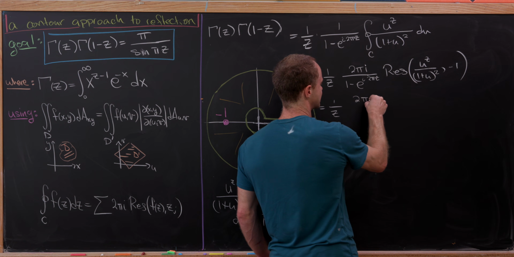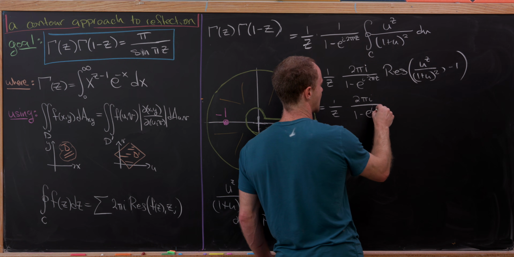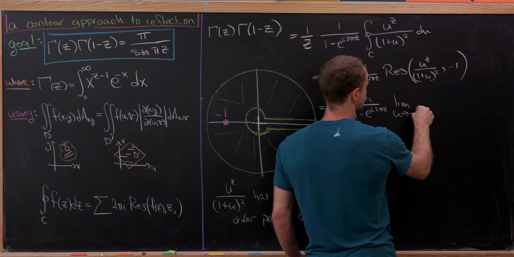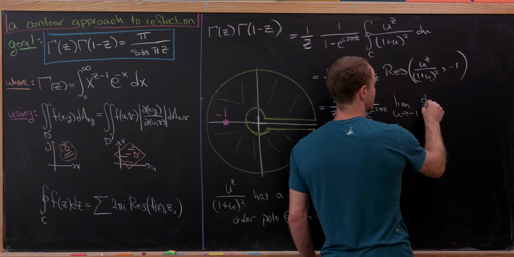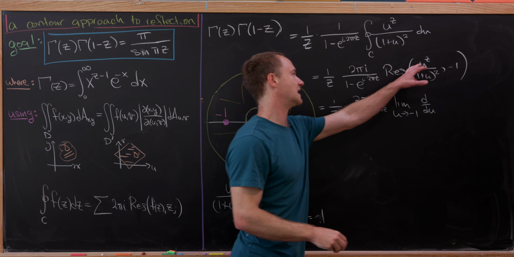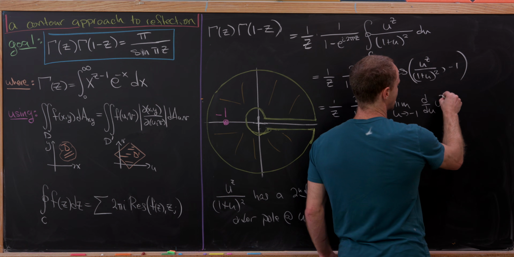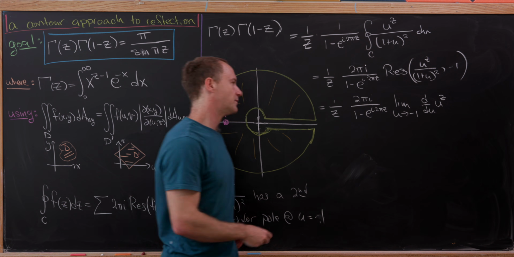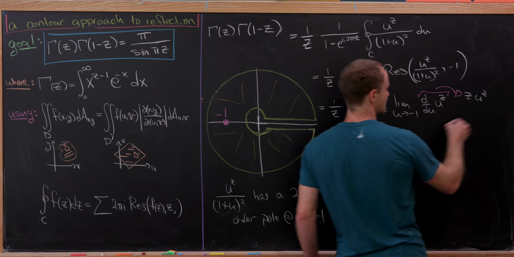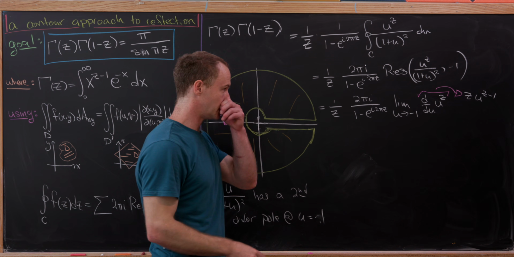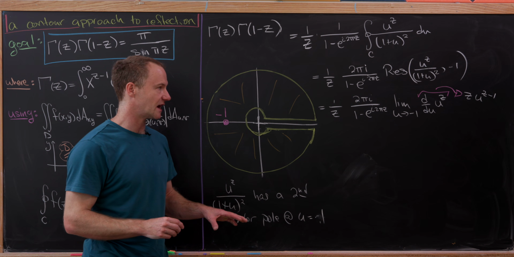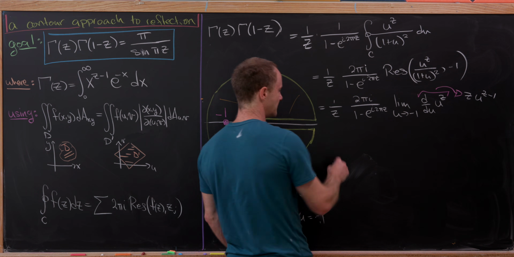I'm just going to copy most of this stuff down, so 1 minus e to the I 2 pi z. And then we'll have the limit as u goes to -1 of the derivative with respect to u of 1 minus u quantity squared times our function. So in the end, that'll give us our u to the z there. But now the derivative of this with respect to u is pretty easy. It's just z times u to the z minus 1. Okay, so now plugging u equals -1 into that will give us z times, well, -1 to the z minus 1. I'm going to write it like this.